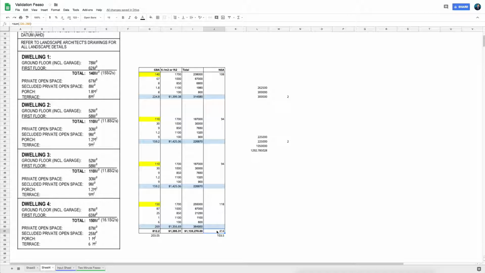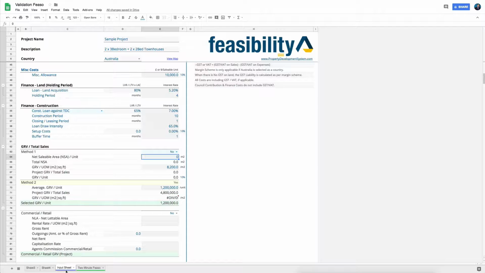So I know my total saleable area in this scenario is about 404. I divide that by 4. All I'm doing is dividing that by 4. I got 103.5, so in here I would put 103.5. Now I know this is my total saleable area, but when I actually sell them, I should be able to sell them for, let's say, $7,500 a square meter. That will give me a project GRV of 3.105.